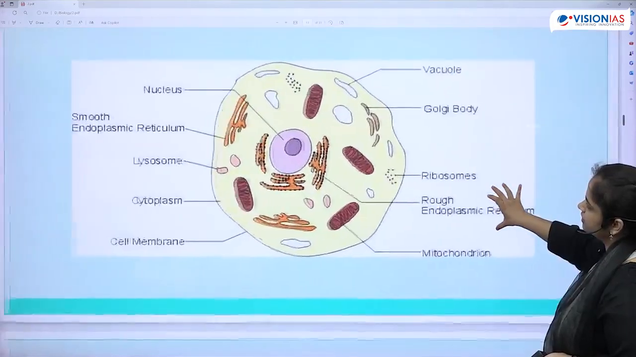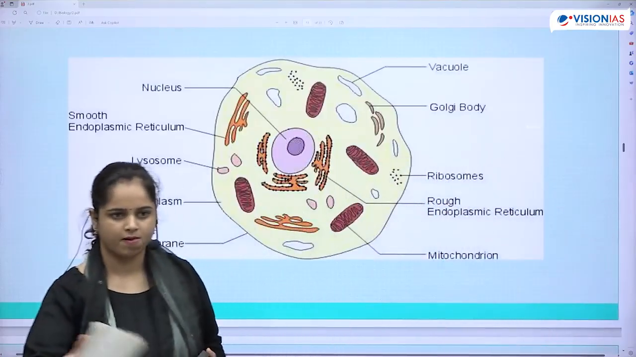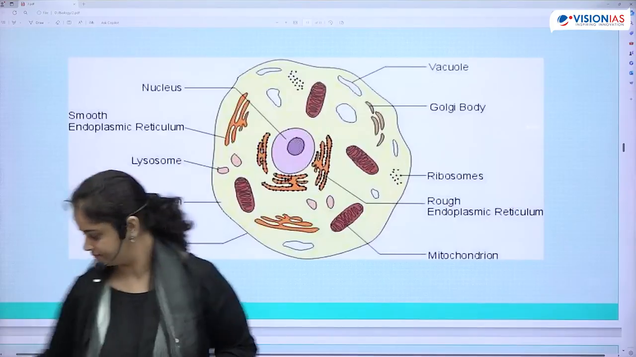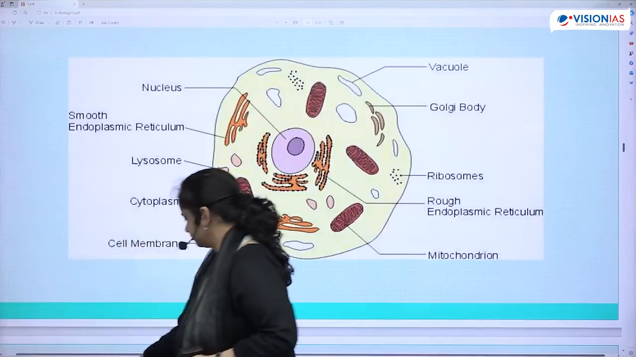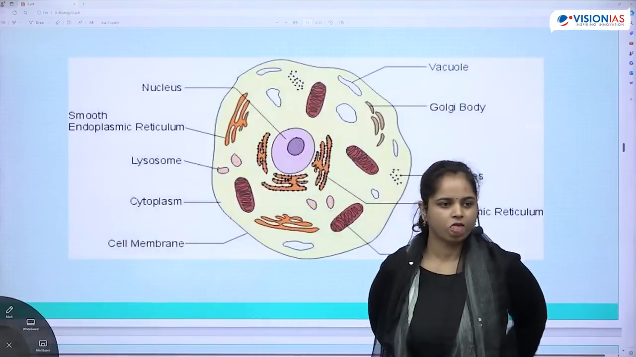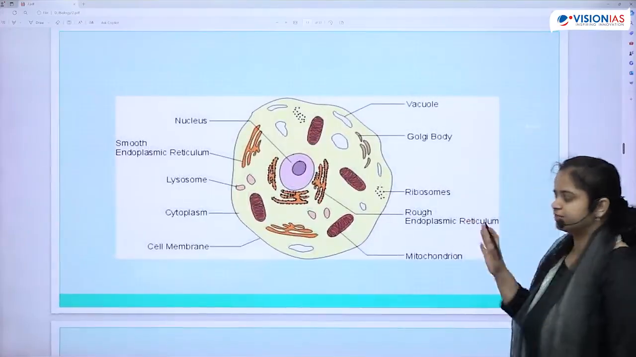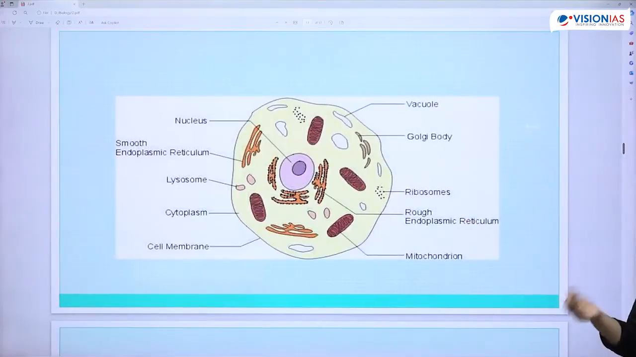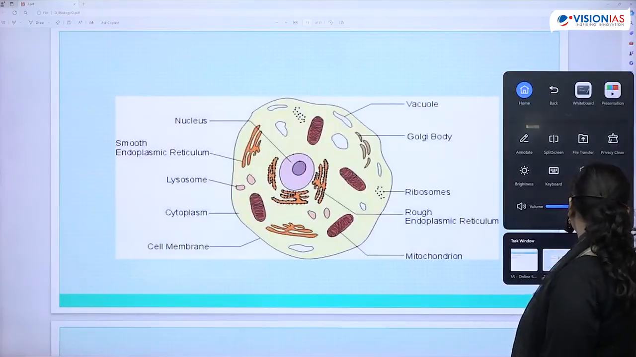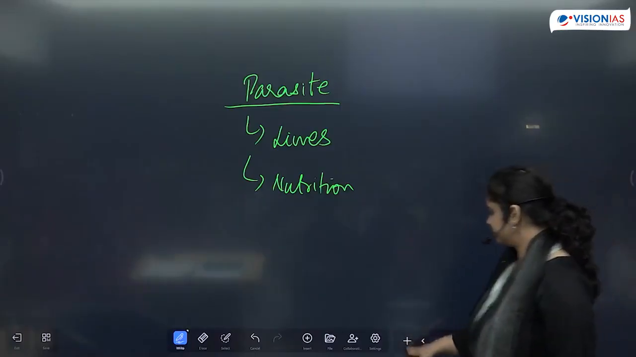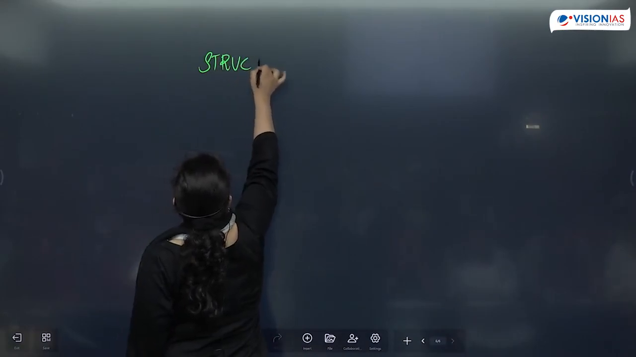Now we're going into the structure of the cell. We are going to see the different parts of the cells, what are their functions, what do they do. Let's start talking about that. Your heading is going to be structure of the cell.